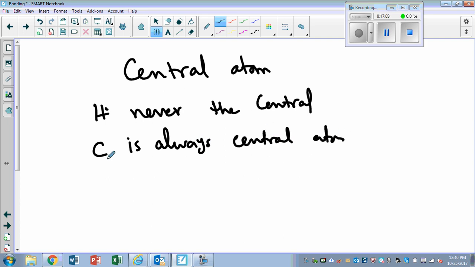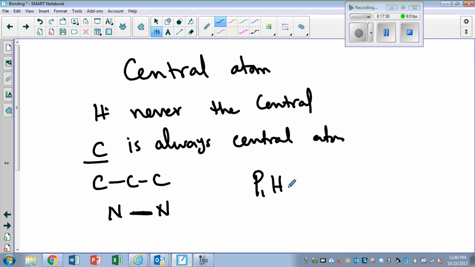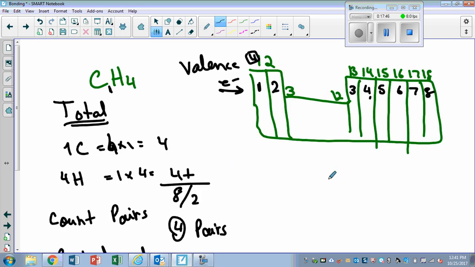If you have multiple carbons, they will make carbon-carbon chains. If you have multiple nitrogens, they will usually make a nitrogen-nitrogen chain. These are some tips we need to know. If there is no carbon and no indication of who is going to be the central atom, then as I said, hydrogen will not be the central atom. Whoever is the single atom goes in the center, like in PCl3. But even if hydrogen is a single atom, it will never be in the center. Carbon will always be the center. So in this situation, carbon is the central atom.